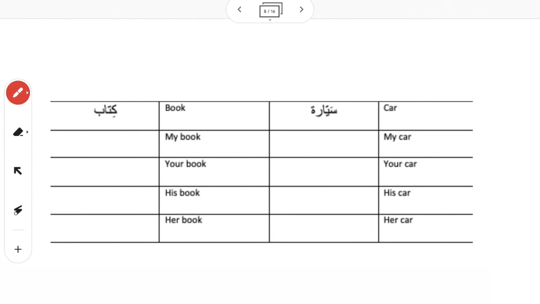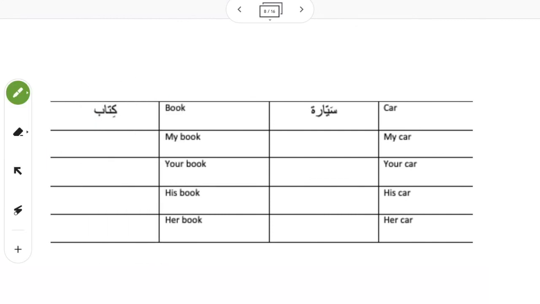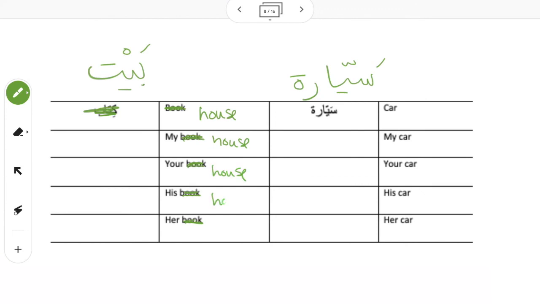So let's do some more examples here. Here's a chart that you're going to fill in. And you're going to use the word in this one. I'll write it out bigger. Sayyara, which means car. And let's change this because we already did book. So instead of using book, let's use a different word. Let's use the word bait, which is house. So go ahead and pause the video, fill in the blanks, and then come back.